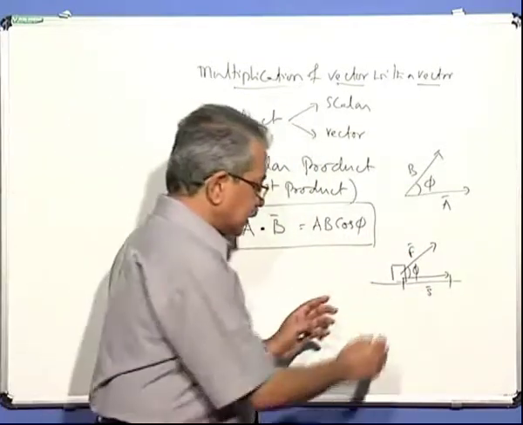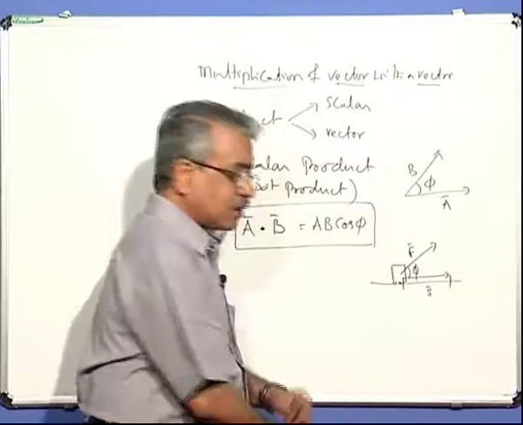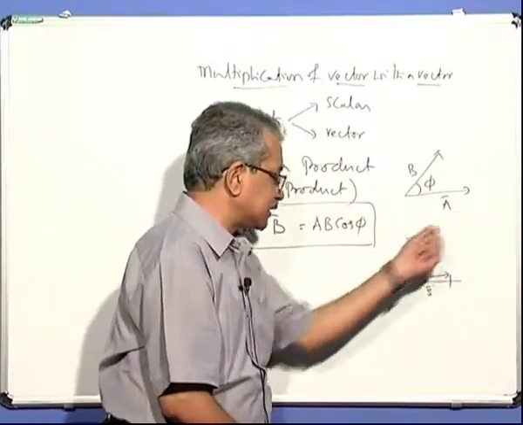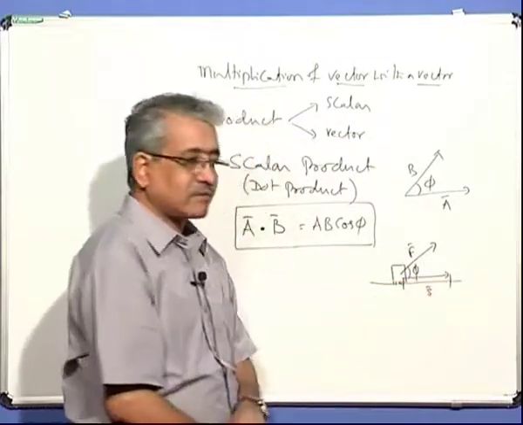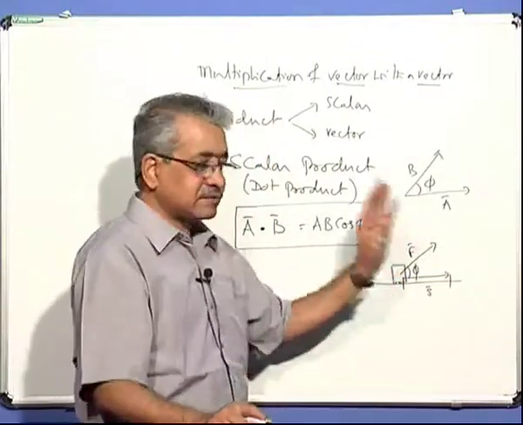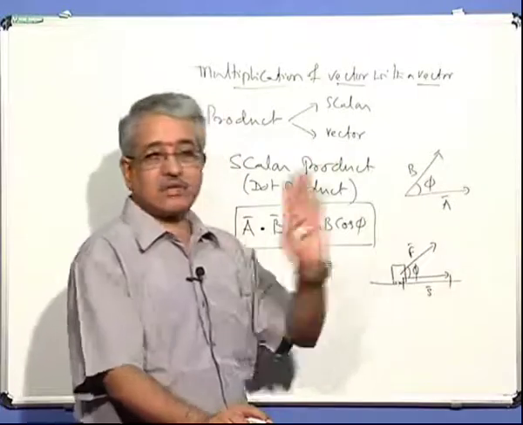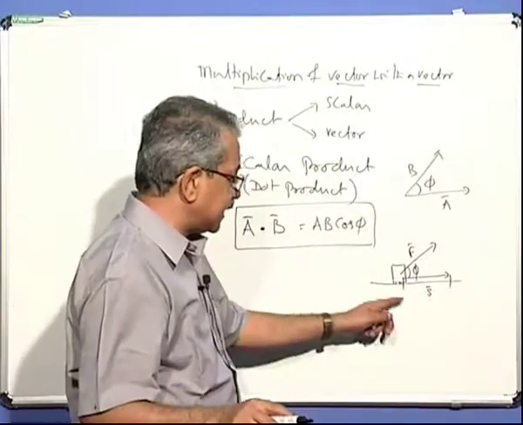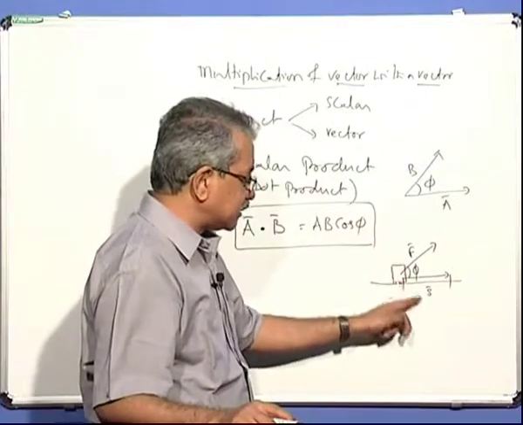Just like a toy cart, a body is pulled with a force in the direction of a string attached there, and it moves along this direction. What is happening? A work is done. This work is a scalar quantity. Work in physics is a scalar quantity. That work done is defined as coming from the force and the displacement.